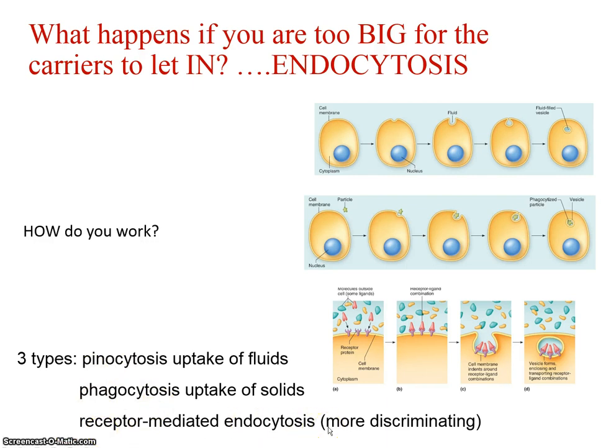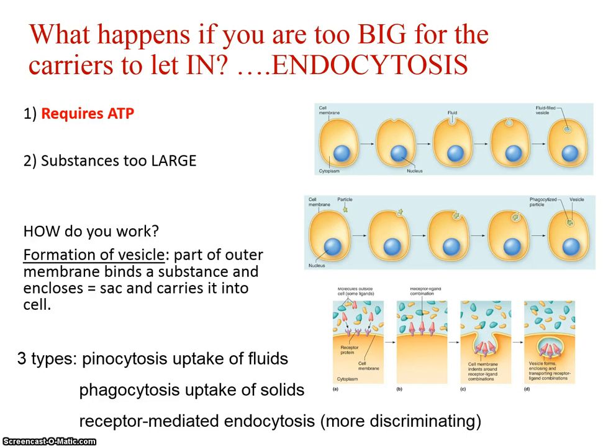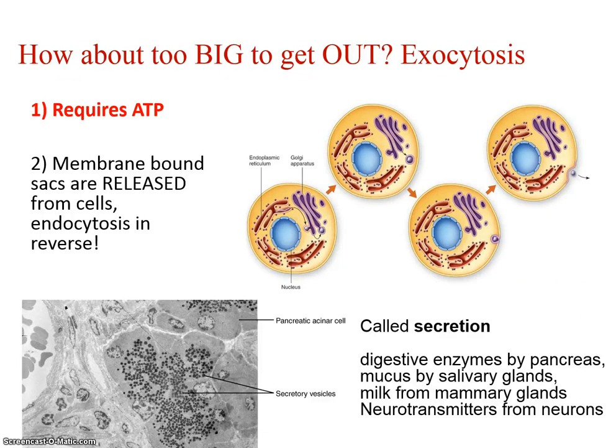I'm not going to require you to tell me about the three types of endocytosis, but I do want to introduce them to you, and you will read about them. All right, so it requires energy, the substance is too large. You form a vesicle: part of the outer membrane binds a substance and closes it and carries it into the cell, endo, inside. So you also have to have a way to get things out of the cells. So exo, exiting, or exporting. Also active, requires ATP. Generally, again, something large that I don't have a carrier for.